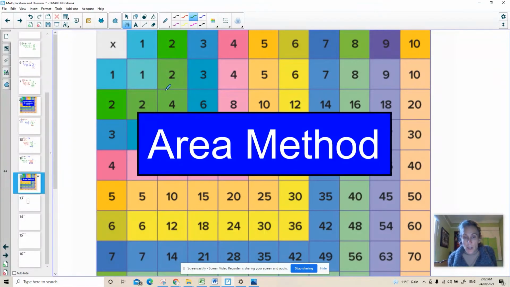Hi, today we're going to learn the area model or area method. It is a fantastic way to do multiplication, and you can do two-digit numbers times two-digit numbers quite easily, three-digit times two-digit, three times three-digit numbers. It's much easier than the split method. So let me take you into it and introduce you to it.